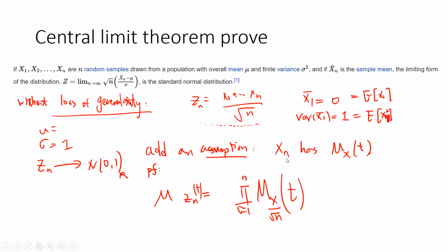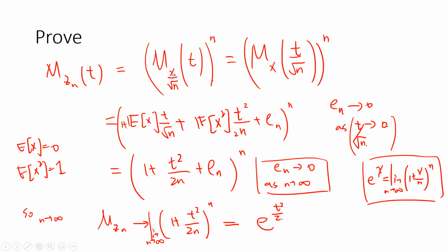I also add the assumption that this random variable has a moment generating function. This is the usual assumption that the moment generating function exists for this probability distribution. Once I add this assumption, the proof will be very simple. We take the moment generating function of Zn, which is the product over i from 1 to n of M_X(t divided by square root of n). Because this is independent, the moment generating function is the product of each component. So M_Zn(t) is M_X(t divided by square root of n) to the power n.